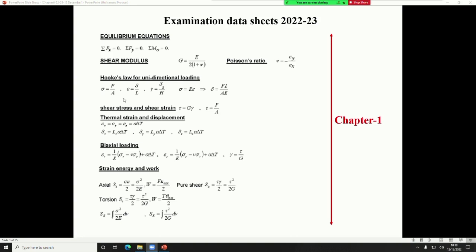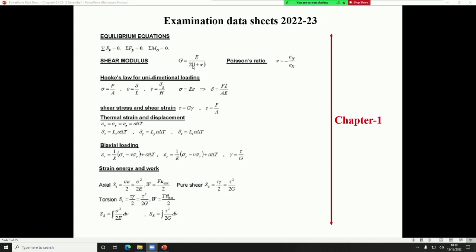Mathematically, the two equations are identical. The only difference is how the force is applied: is it normal to the section or is it parallel? You have the equilibrium equations. For a component to be in equilibrium in a two-dimensional problem, the summation of the forces in x direction must be zero, the summation of the forces in y must be zero, and the summation of the moments with respect to any point on the plane must be zero. Each one of these equations can be used just once.